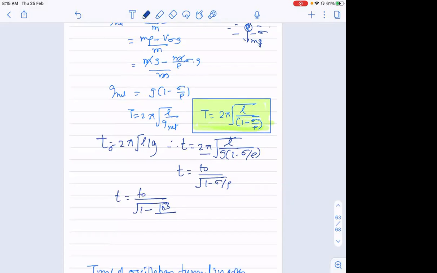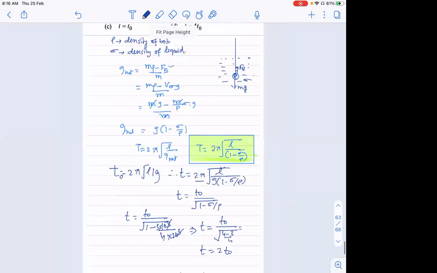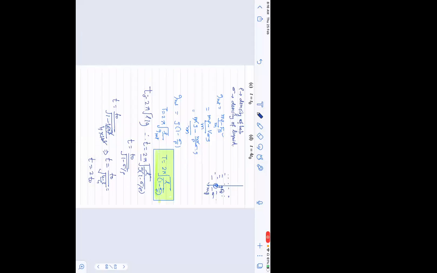तो 4 by 3, 4 here, 3 ऊपर चला गया, 10 to the power 3, cancels. LCM ले लो. 4 minus 3 by 4, तो ये 1 हो जाएगा और ये ऊपर आ जाएगा. 4 रूट के अंदर है, ऊपर आने के बाद बाहर आ जाएगा रूट से 2, 2 into T naught आ जाएगा. All right. So this is the question when we oscillate in the liquid.